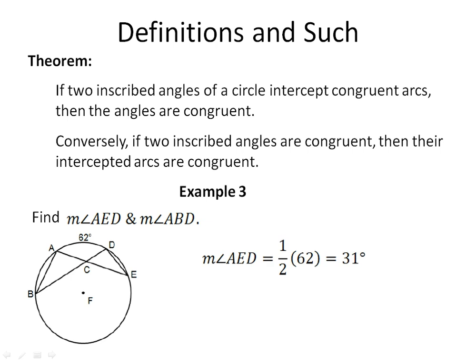Since these are inscribed angles, because the vertices are on the circle, we take half of the arc measure. One half of 62 gives 31 degrees for AED, and for ABD it is also 31 degrees, because they intercept the same arc. Since they intercept the same arc, the angles are the same. So that's the exact result we just got.